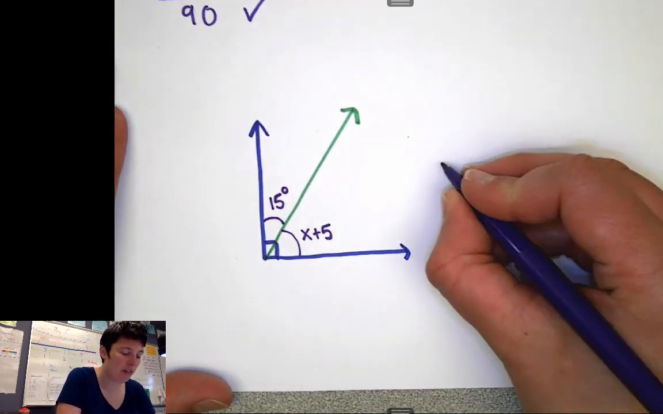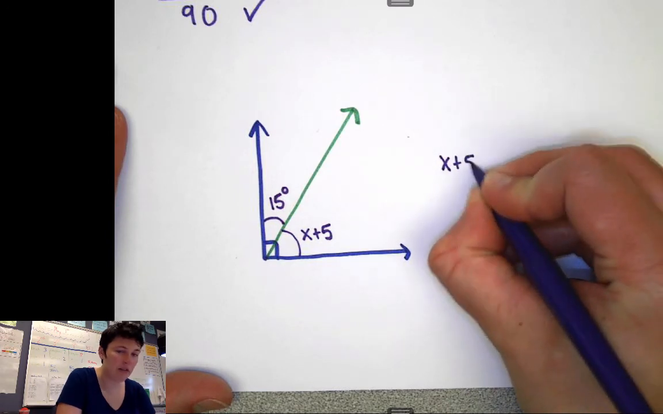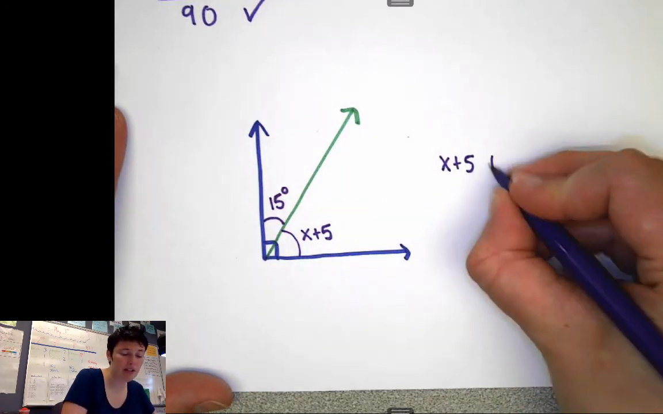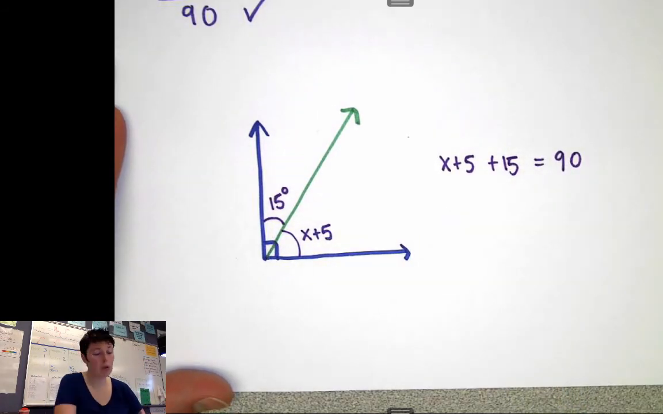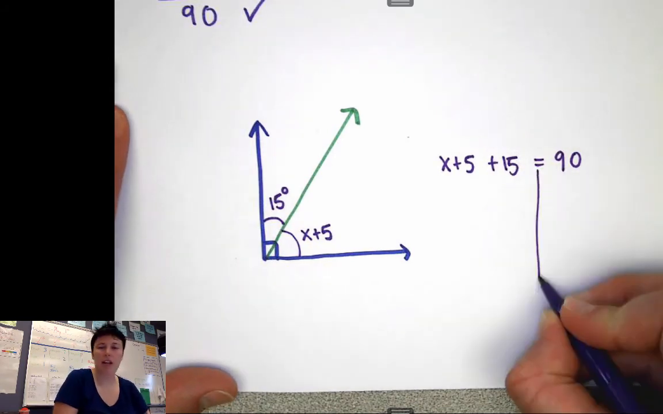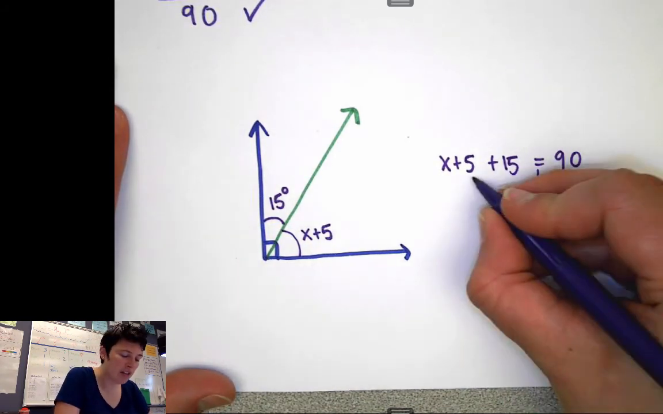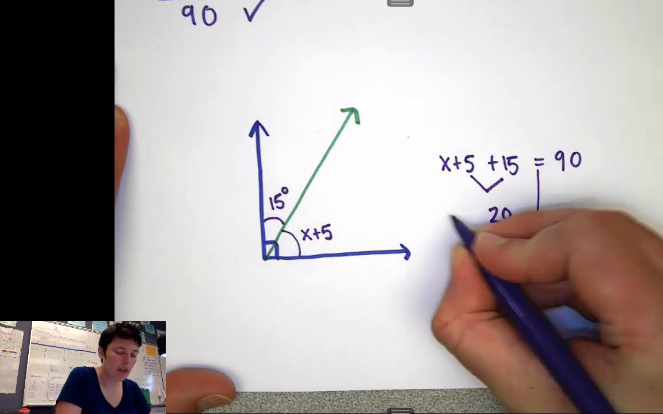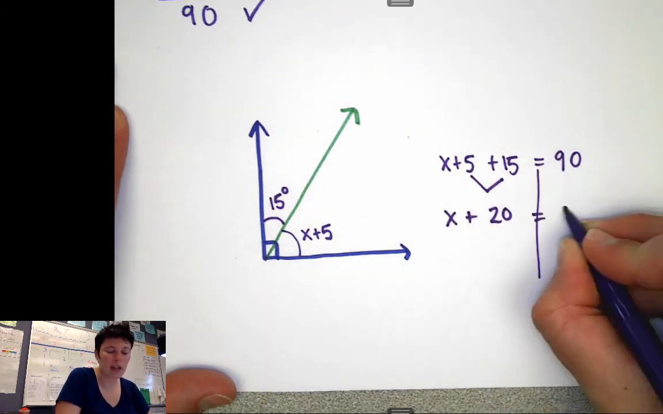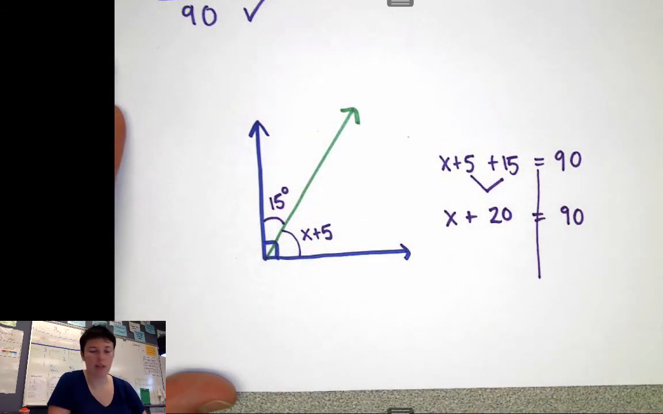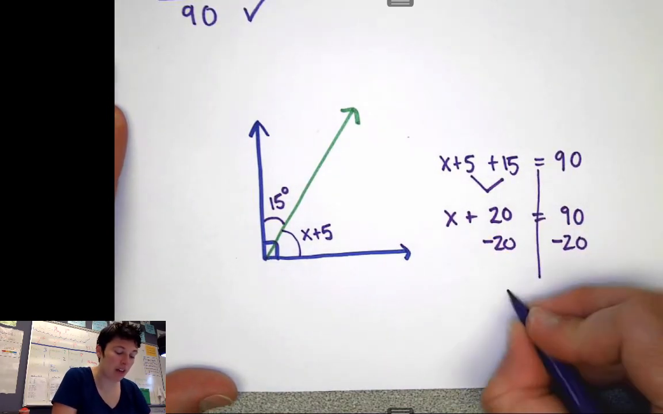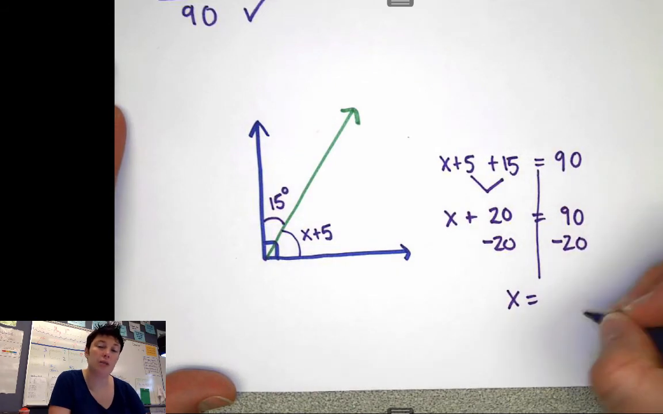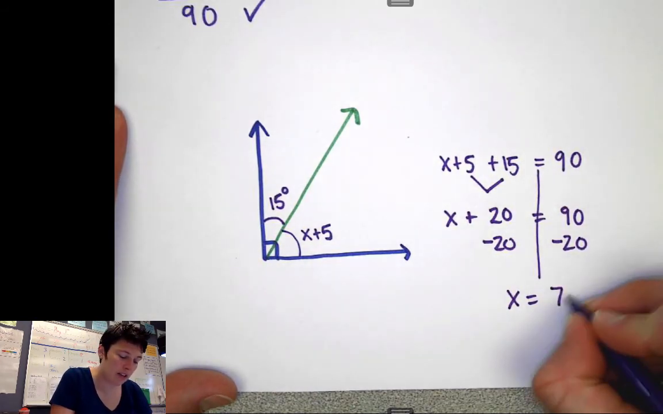Here's what I know. If I take the x plus 5 angle and I add it to the 15 degrees, it's supposed to all come out to a grand total of 90. The whole thing together makes 90 degrees. So again, I totally can solve this. 5 plus 15 is 20. So I have x plus 20 equals 90. I'll use my algebra skills to solve for the x. I'll take the 20 away, something I already know how to do, and I'm going to have x is equal to 90 take away 20, which is 70.